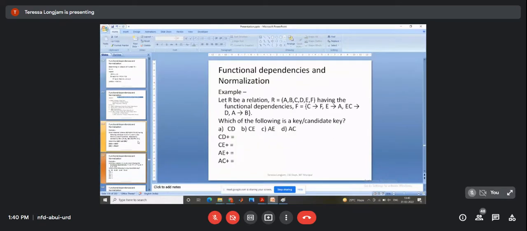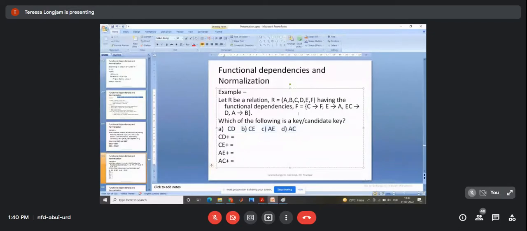Now let us see another example. Let R be a relation having attributes A, B, C, D, E, F, and a set of functional dependencies F. Which of the following is a key or candidate key? Now, by using functional dependencies, we can find out candidate keys. Some attribute sets are already given, so from here we are going to check which is a candidate key for the given relation R. Some possible answers are already given.